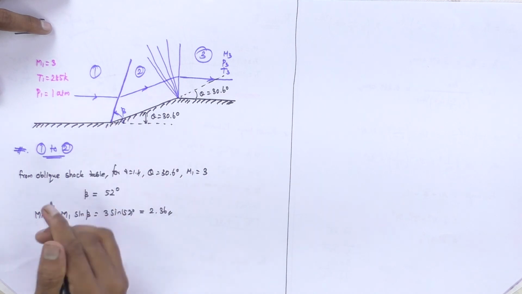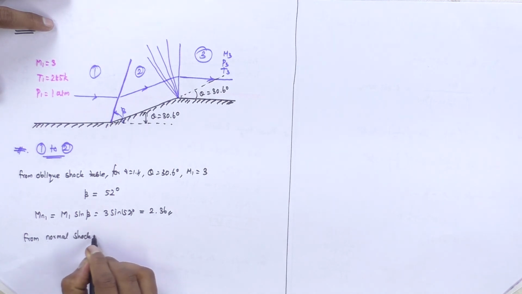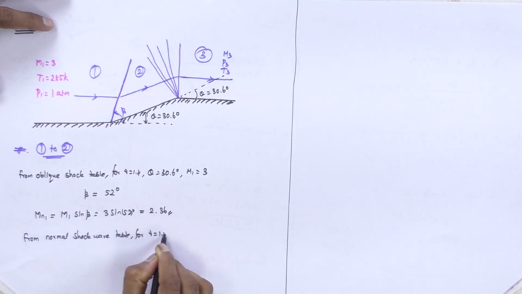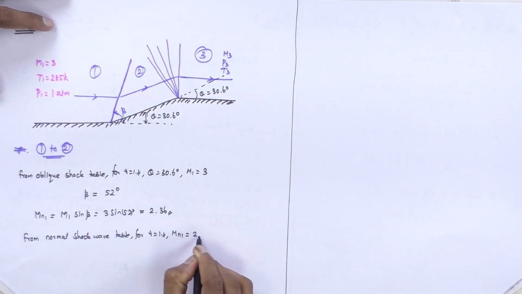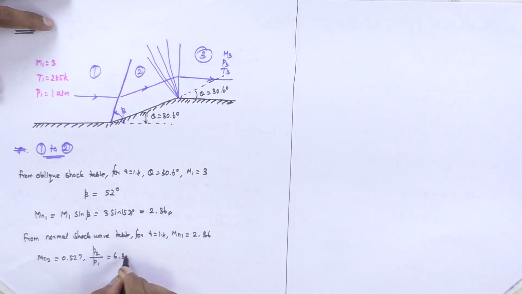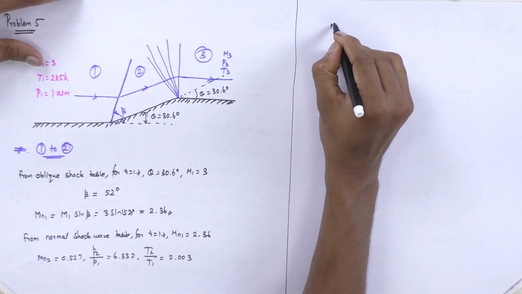Then we need to refer to the normal shock wave table. From the normal shock wave table, for gamma equal to 1.4 and Mn1 equal to 2.36, we can refer the Mn2 value, that is 0.527, then the P2 by P1 value, that is 6.332, and the T2 by T1 value, it will be equal to 2.003.